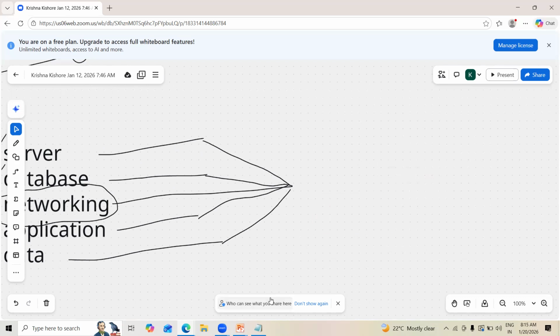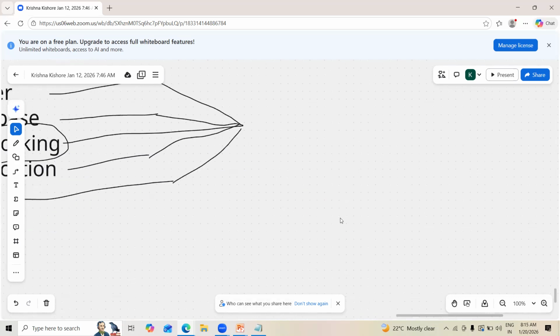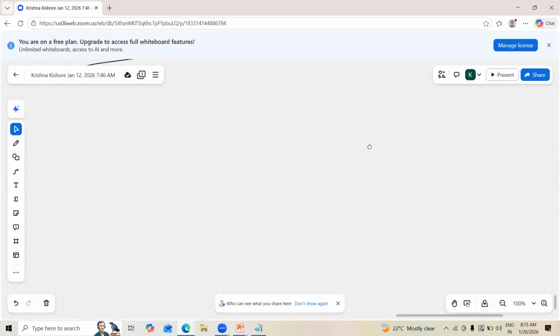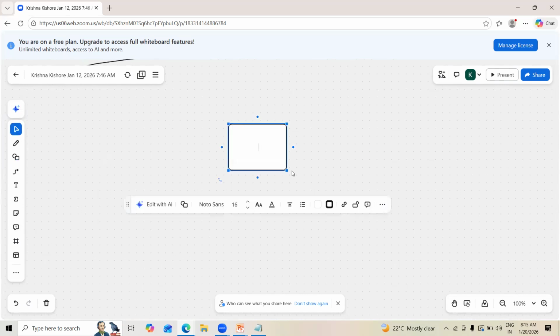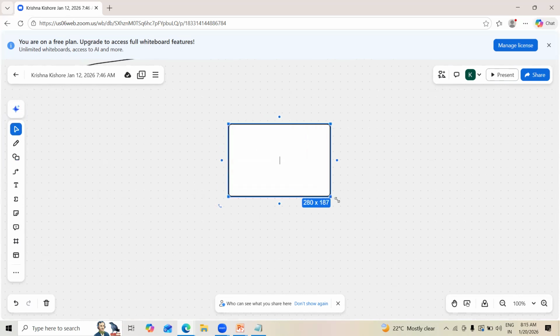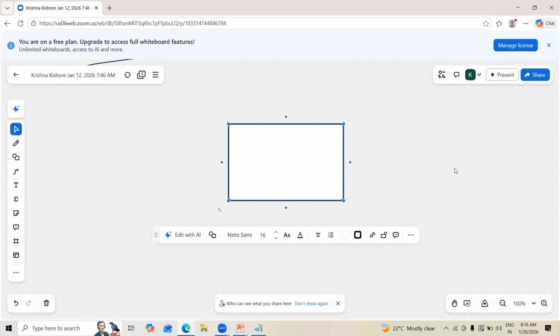So networking means, do you have any idea what the meaning of network is? What is a network? Connected devices for communication. Okay. A network is an established communication. Without a network, we cannot communicate with each other.